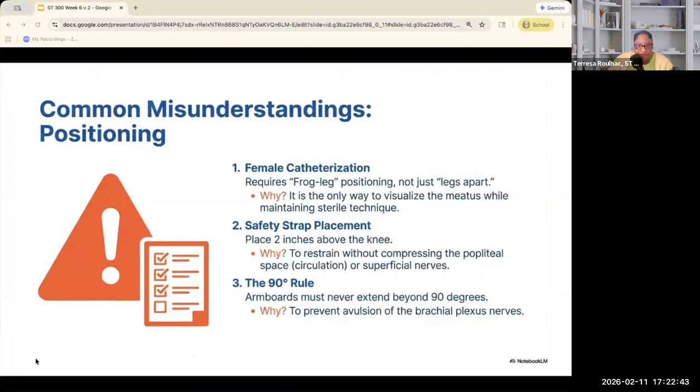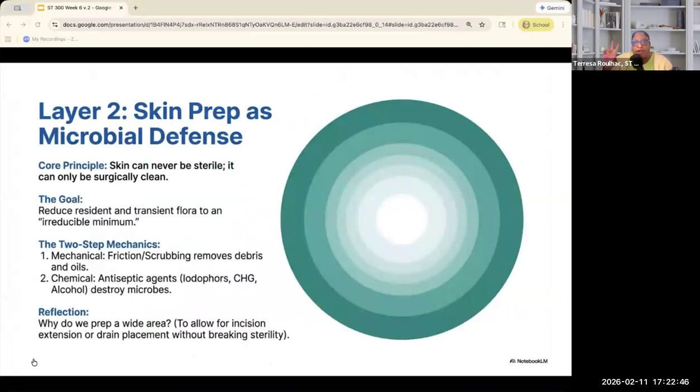As you guys are thinking about that, we get into layer two.